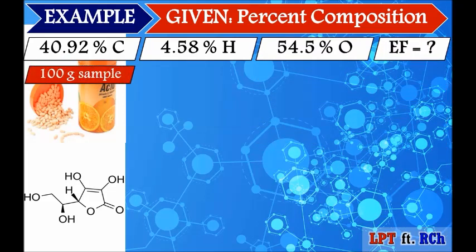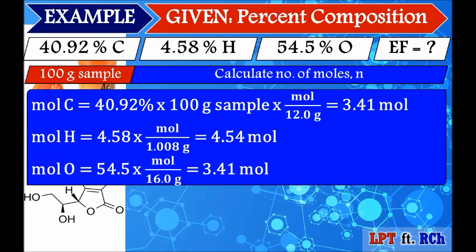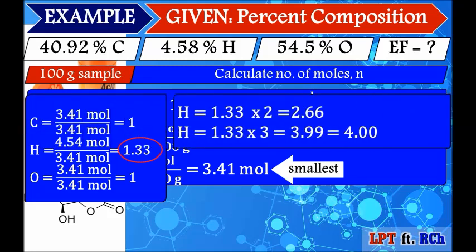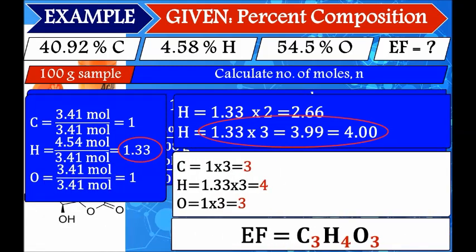First, we have to assume 100 grams of ascorbic acid sample is present, so that it will be easier to convert percentage to grams. Next, calculate the number of moles, denoted as n. Then, divide by the smallest number of moles to convert to whole numbers, as the subscripts. In this case, the hydrogen atom is approximately equal to 1.33. We want to convert this to a whole number. By trial and error we can multiply by whole numbers and see if it will result in a whole number. Multiplying by 3 will give 3.99 and can be rounded to 4. As a result, all subscripts in each element are multiplied by 3. This gives the empirical formula for ascorbic acid: C3H4O3.